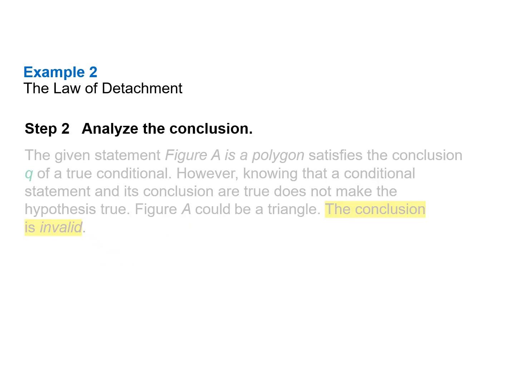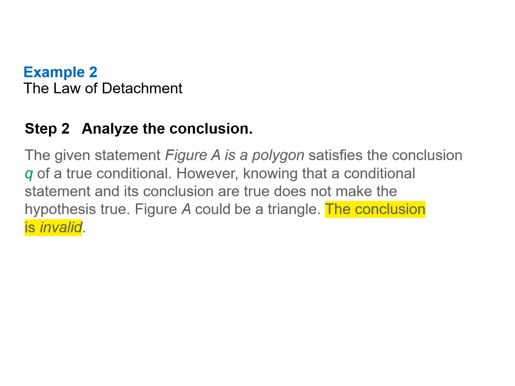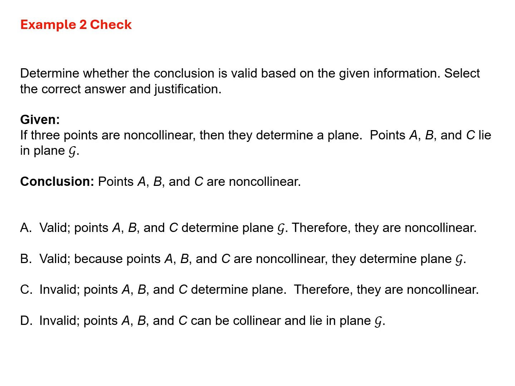So, analyzing the conclusion, the given statement figure A is a polygon satisfies the conclusion Q of a true conditional. However, knowing that a conditional statement and its conclusion are true does not make the hypothesis true because we're trying to base this off the conclusion. Figure A could be a triangle, so this conclusion is invalid. You try the example 2 check, pause the video, and try it on your own.